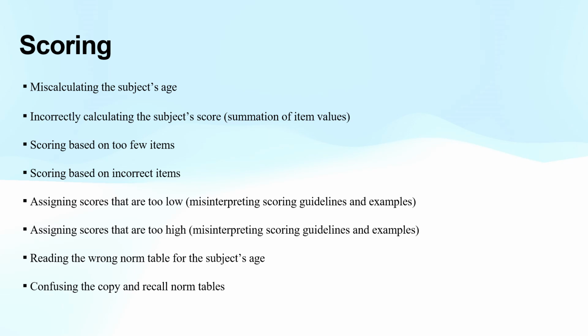Now on the scoring side, again, miscalculating the subject's age, inaccurately calculating the subject score, scoring based on too few items, scoring based on incorrect items, assigning scores that are too low, assigning scores that are too high. So in the first method we had seen it is all or none. So we might end up giving 4 score or 3 score for something that should have been a 0. Reading the wrong norm for the subject's age and confusing the copy and recall norm items tables.